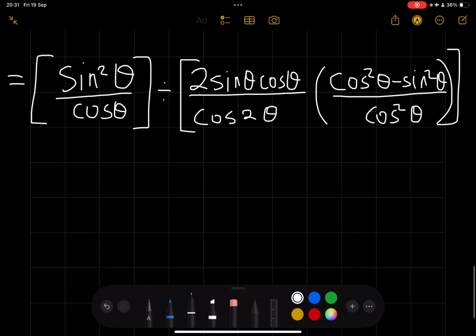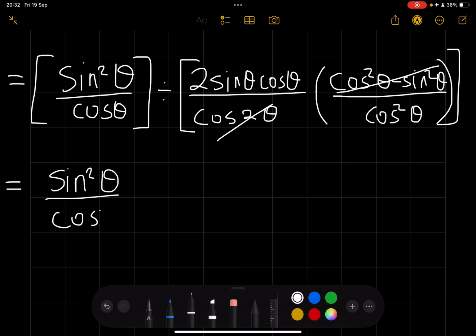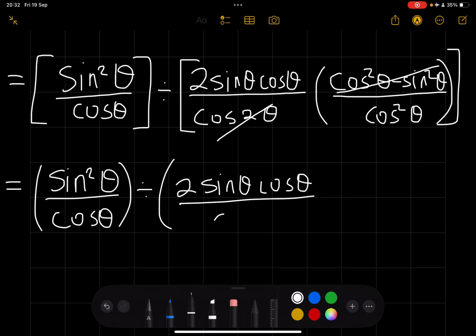Right? And then let's keep on going. The nice thing is cos squared theta minus sine squared theta is basically cos 2 theta. So this guy and those guys can cancel because cos 2 theta is the same as cos squared theta minus sine squared theta. So we are left with sine squared theta over cos theta divided by 2 sine of theta cos of theta all over cos squared of theta.